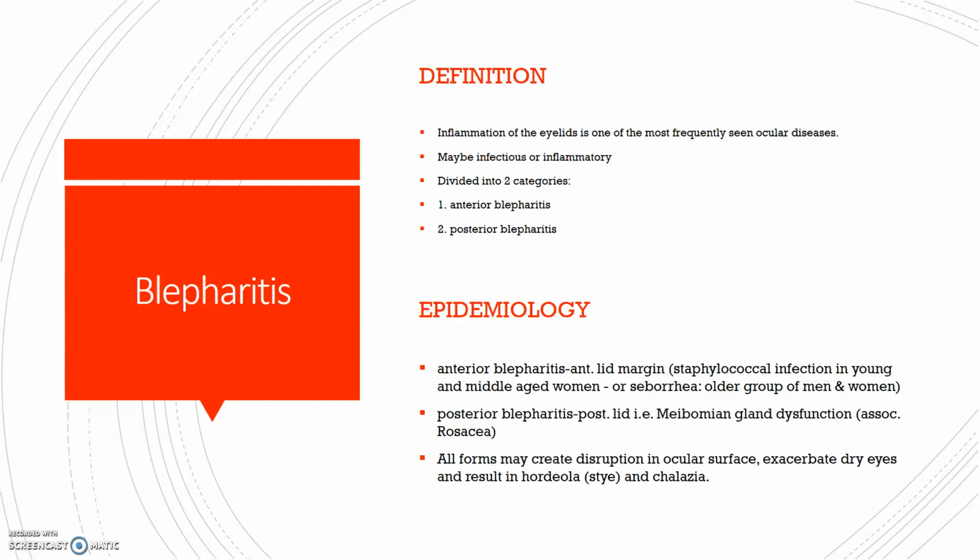So the epidemiology is that anterior blepharitis affects the anterior lid margin and is almost always caused by staphylococcal infection in young and middle-aged women, versus the seborrheic type in the older group of men and women in equal amounts of gender. Posterior blepharitis is located on the posterior lid, and for example, it includes meibomian gland dysfunction. It sometimes can be associated with rosacea, but either way, all forms may create dysfunction in the ocular surface, exacerbate dry eyes, and result in hordeola or a stye or a chalazion.